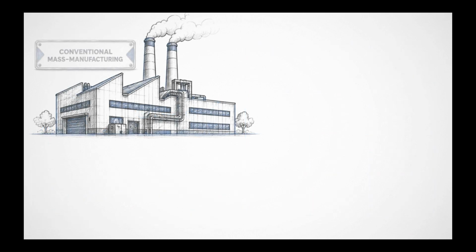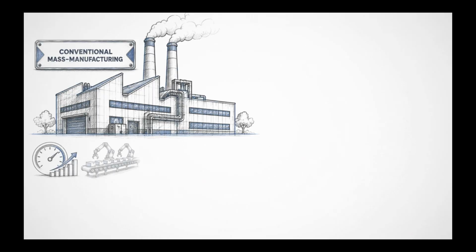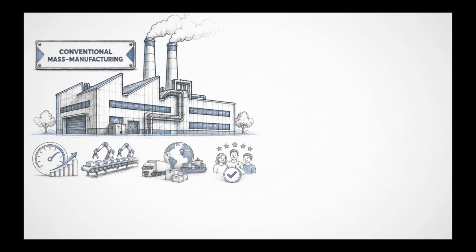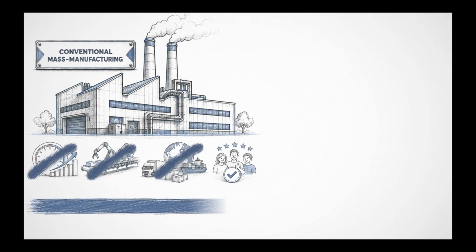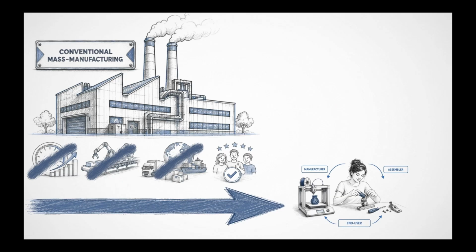In conventional mass manufacturing, design quality is traditionally evaluated by production efficiency, assembly line throughput, supply chain costs, and consumer satisfaction. However, when the traditional supply chain collapses and the end user acts simultaneously as the manufacturer and the assembler, these conventional metrics no longer apply.